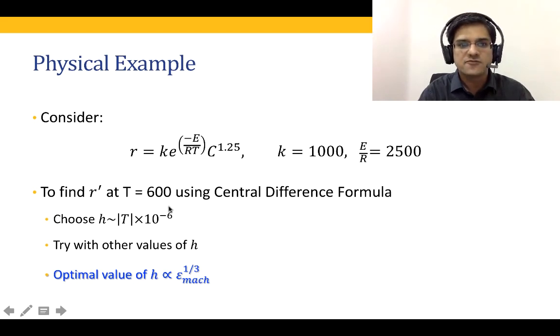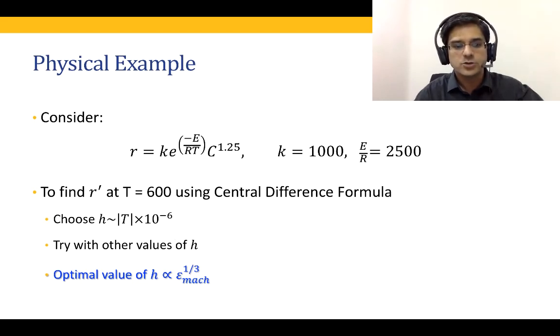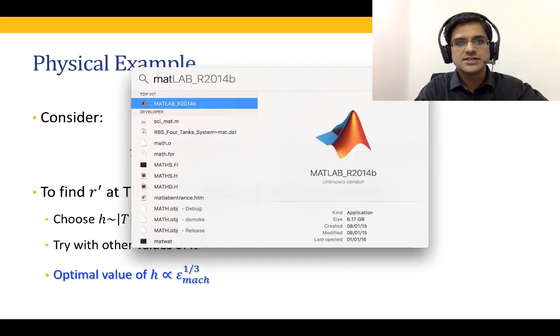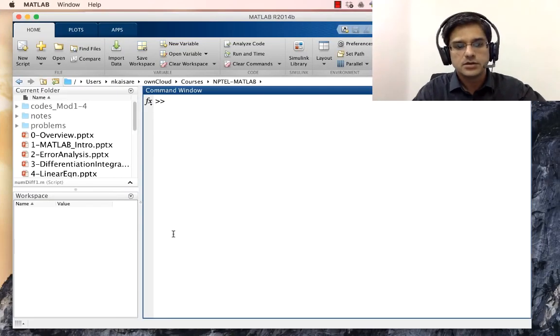Where does this come from? This comes from the fact that the optimal value of h is proportional to the machine precision to the power 1 by 3. The temperature is not of order 1 but is of order 100, so we need to proportionately increase h as well. This is the practical tip that we are going to use, and we will see how this problem works out by going to MATLAB and trying to solve it. So let's head on over to MATLAB.